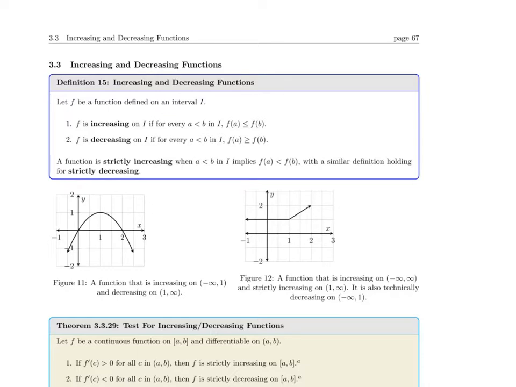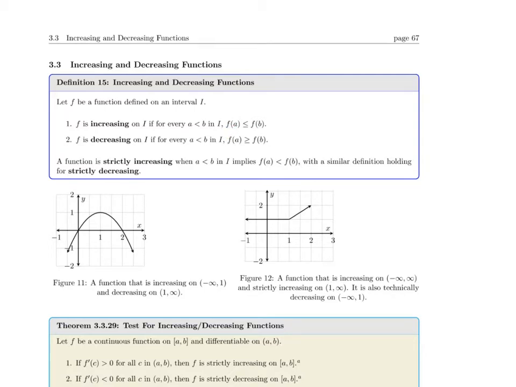We're going to start with a function that is defined on an interval I. That just means that its domain is a subset of that interval. Not necessarily that the function is continuous, but just that it has a function value for every x value in that interval. Our definition for an increasing function is that f is increasing on this interval I if for every a less than b in I, f of a is less than or equal to f of b.